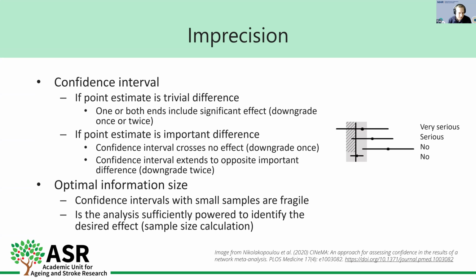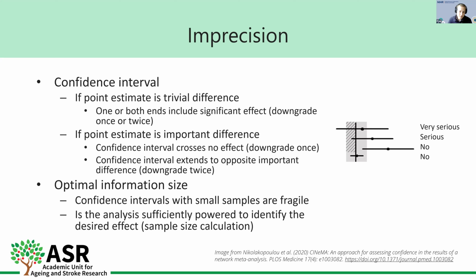The other thing that we have to consider with imprecision is what's referred to as the optimal information size. So as well as the confidence intervals, we want to consider how much information, how much data has contributed to that estimate. If we've got relatively small sample sizes, then the confidence intervals can be fragile, and with just a few additions, the confidence intervals can change quite dramatically.